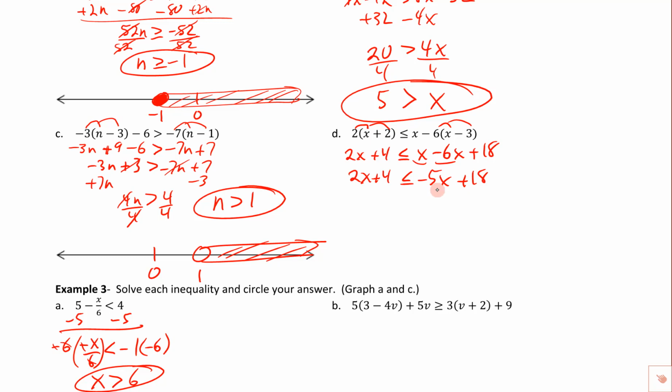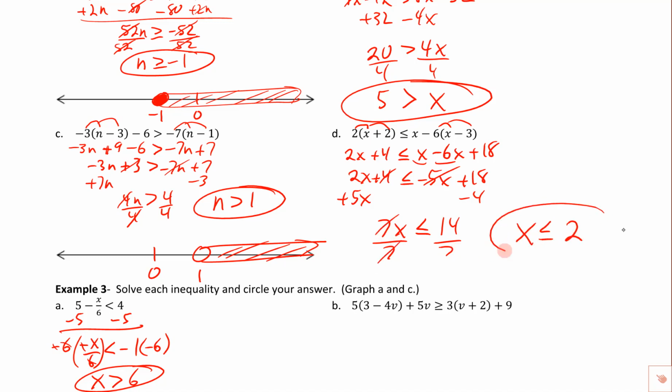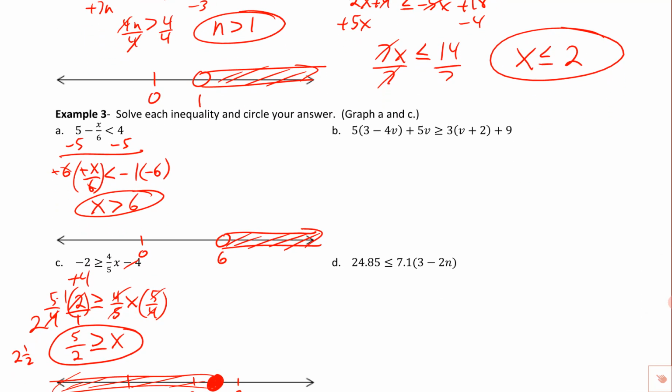Let's move the negative 5x over to the other side because it's smaller, so we're going to add 5x to both sides. That'll of course cancel it off here. We're going to subtract 4 from this side, so we're going to end up with 7x on this side. We didn't do anything that would change the direction of the inequality. 18 minus 4 is 14. Last thing we do is divide by 7, so we get x is less than or equal to 2. So all set there. All right, let's take a look at these guys right here.